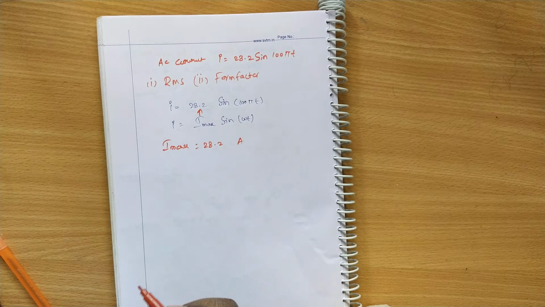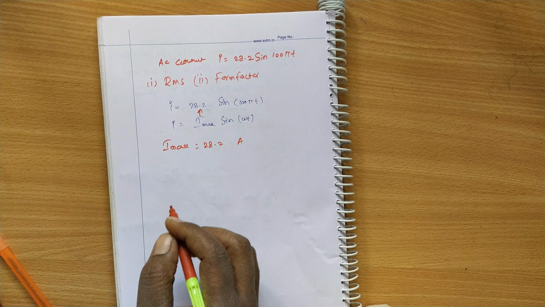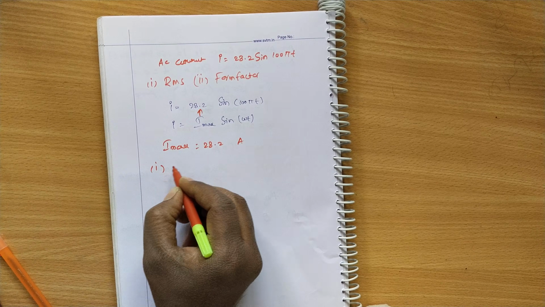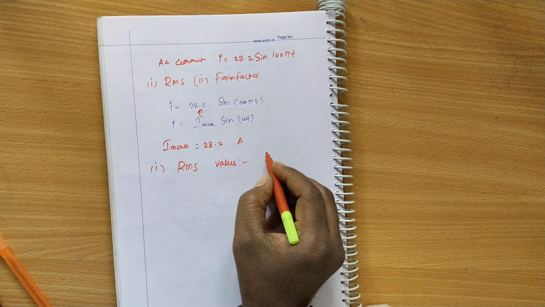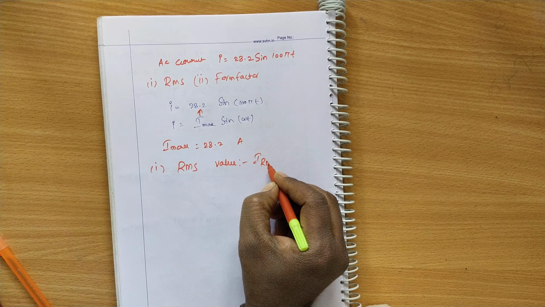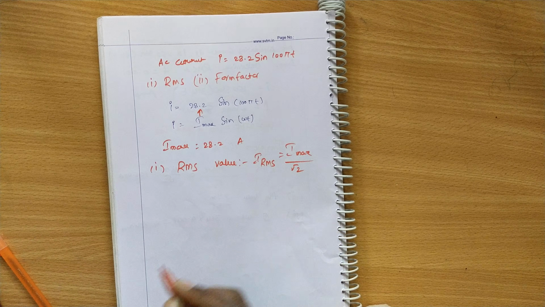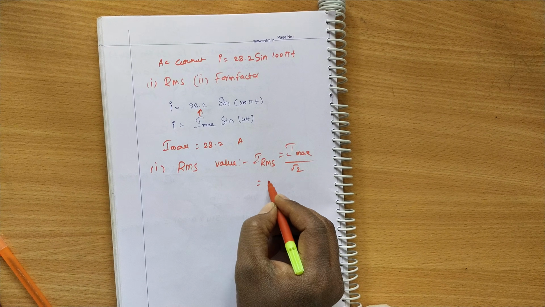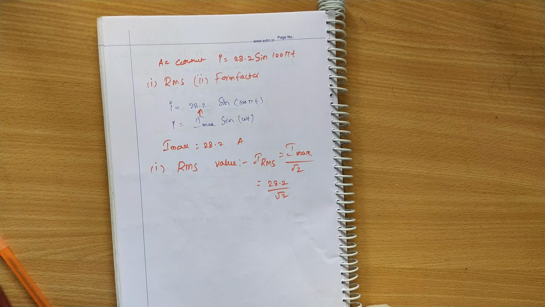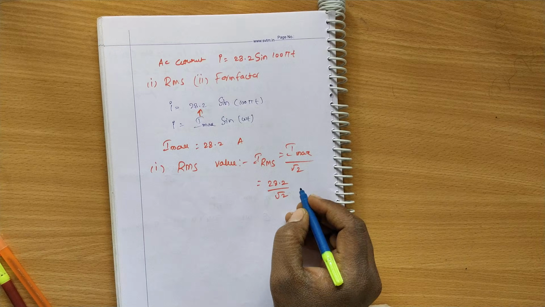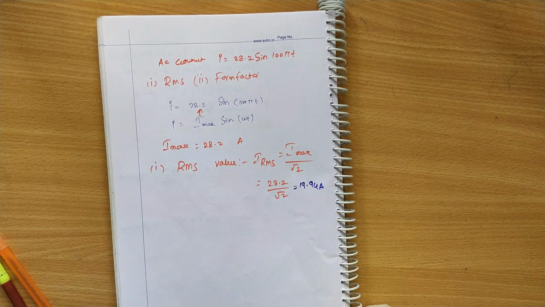To calculate RMS value, how to calculate RMS value? I max by root 2, that is square root of 2. First one is RMS value. There is a formula, IRMS equal to I max, the maximum value, by root 2. That is 28.2 divided by root 2. What is the answer? 28.2 by root 2 is 19.94 amperes, which is the RMS value.